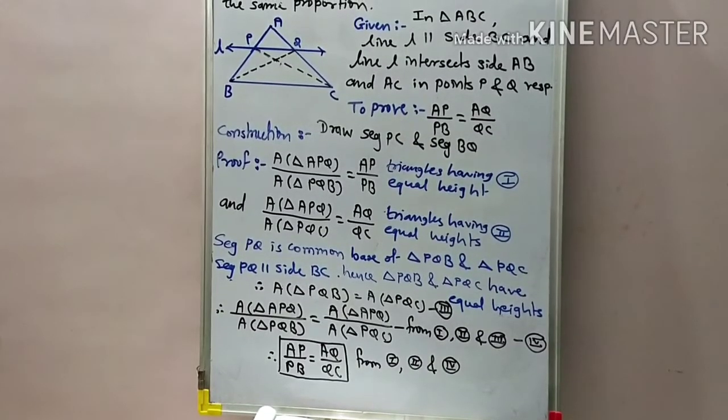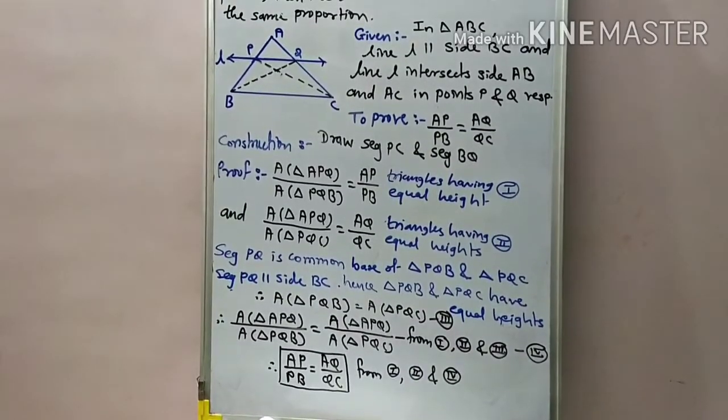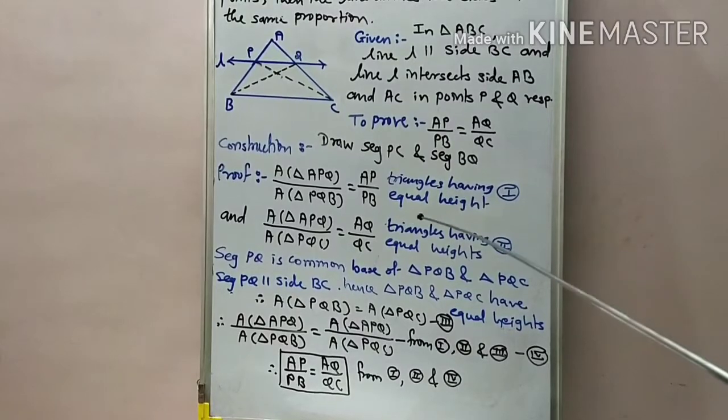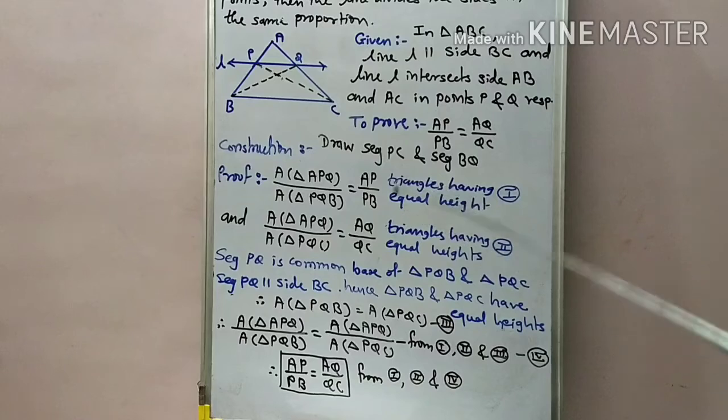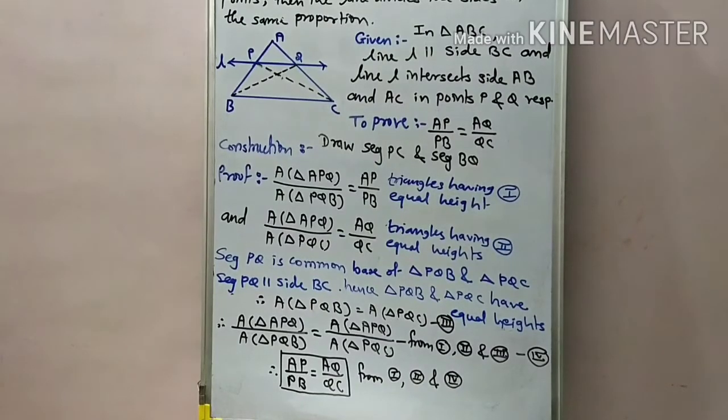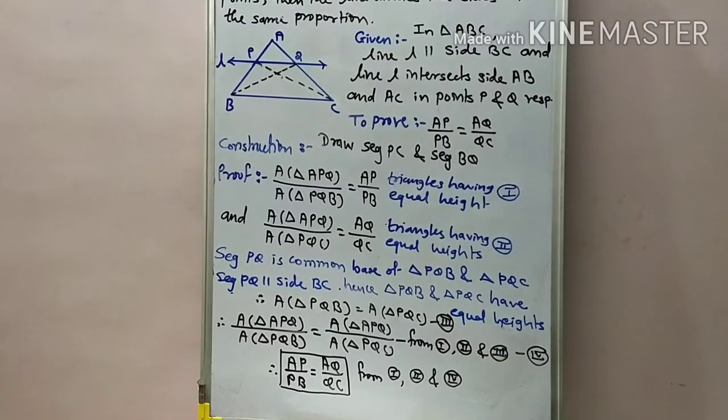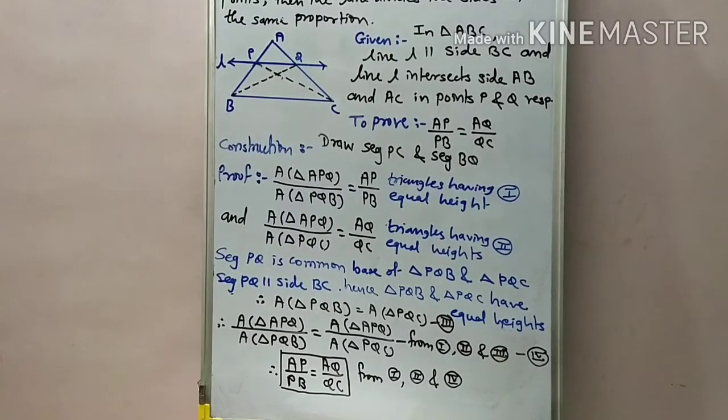the property that for triangles having equal height, the ratio of the areas of two triangles equals what? The ratio of the corresponding bases. Okay students, so write down this theorem, the BPT theorem, in your notebook.